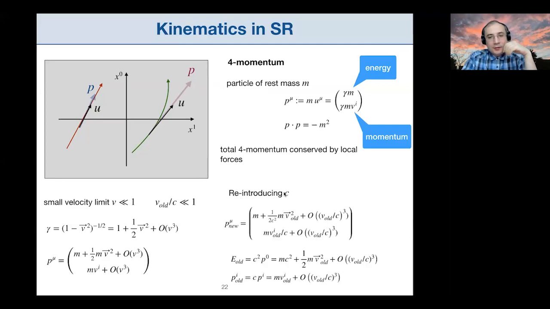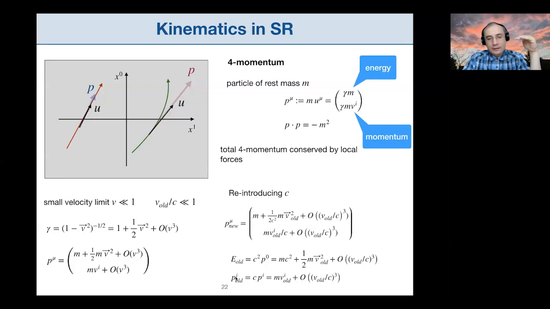We just need to reintroduce c in order to go back to the standard world of physics we know. So we express velocity using the old velocity in meters per second. We obtain this equation over here. And now if we define the old energy as c squared times the zero component, we get mc squared plus 1/2 m v squared plus higher order corrections.